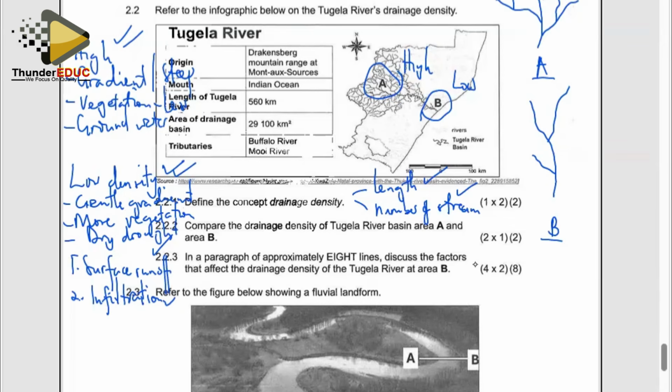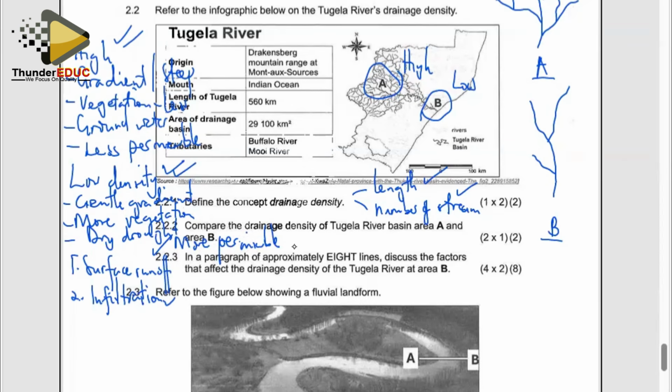Then we also look at other aspects like permeability. High drainage density happens where the underlying rocks are less permeable. If they are less permeable, it means there will be more streams. They don't allow for the seeping of water into groundwater. And if the rocks are more permeable, they allow water to filter into the ground. There will be fewer streams.